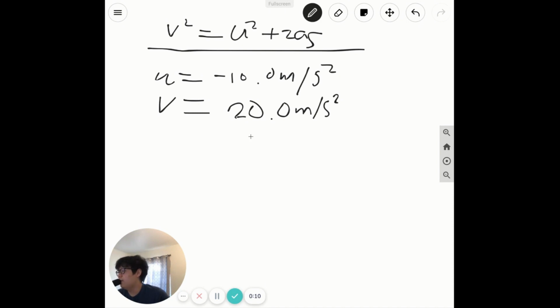Okay, the initial and final velocities of two different cars with constant accelerations are respectively -10 and +20. The first car has displaced 25 meters. Okay, 25. So we know that's a Suvat equation.